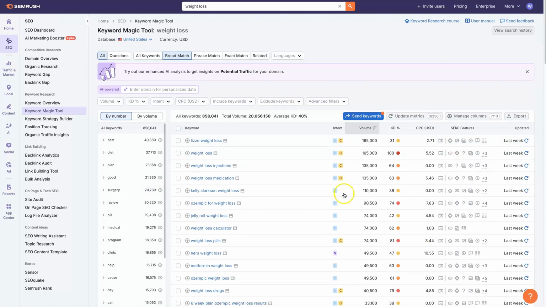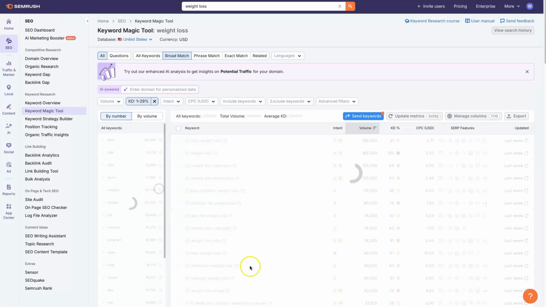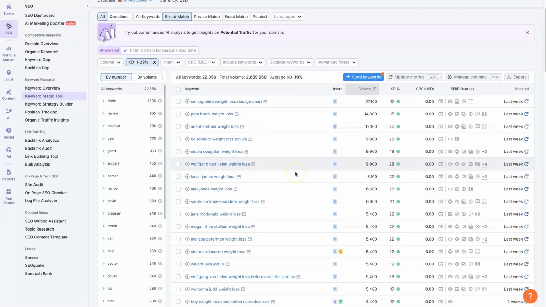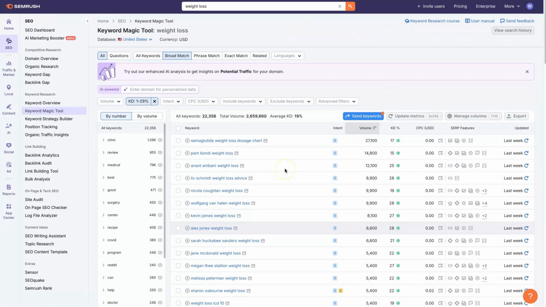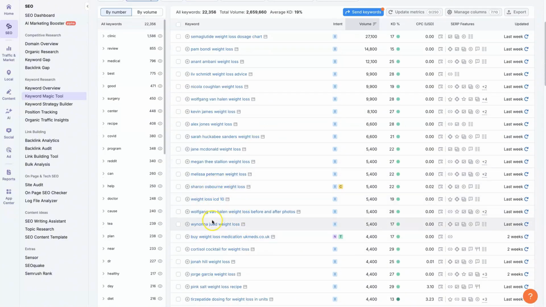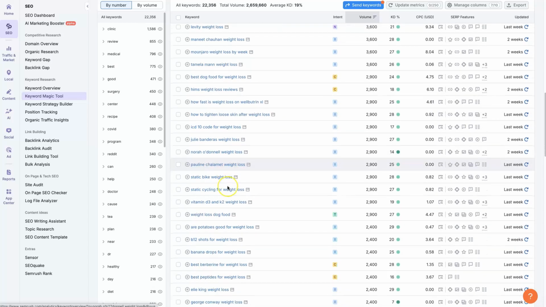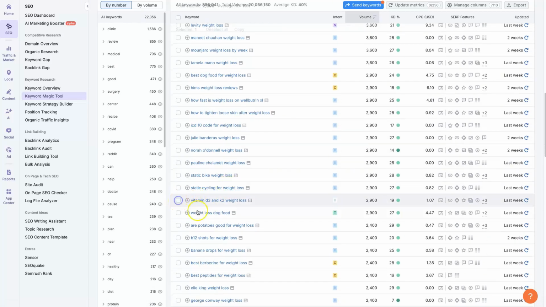So we can filter. That's part of what's cool about this Keyword Magic Tool, is we can filter some things down here. Like for instance, if we wanted to, we could say, hey, I want to just look at any keyword that has a 1 to 29 keyword difficulty. And now we can see that, interestingly, these look like they are a lot of celebrities. People are searching for weight loss relating to celebrities. But you can find some in here like vitamin D3 and K2 weight loss, right?